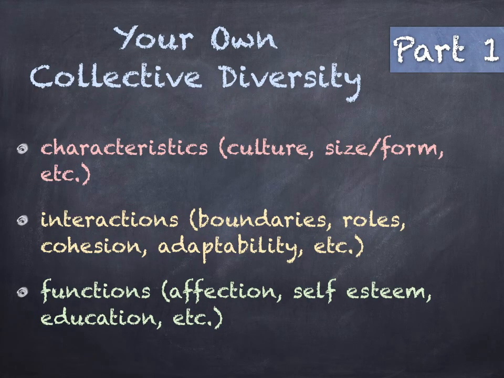This essay has 3 parts. In the first part, you will describe your own collective diversity. You need to describe your family characteristics, interactions, and functions. Note all of the academic language I put in parentheses. You should use terms like this in your essay to demonstrate your understanding of these concepts.